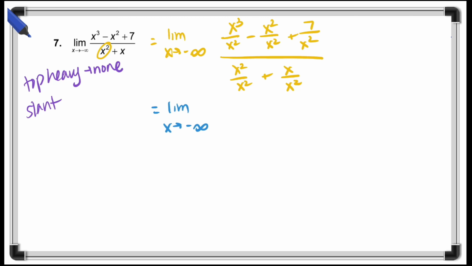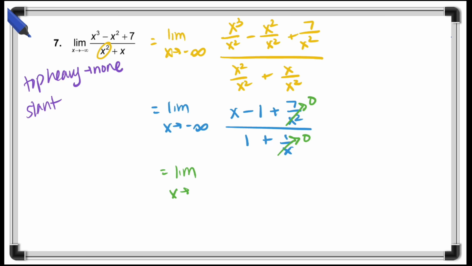All right, so let's simplify. What we're going to get is an x, a 1, and then 7 over x squared, and then you get a 1 over x. So we know that this will be 0, this will be 0. So what you would see is you have x minus 1 over x, right? That is our slant asymptote right there.